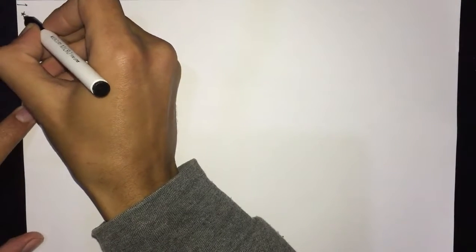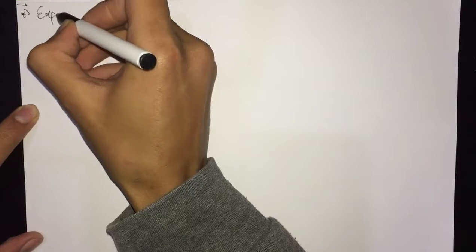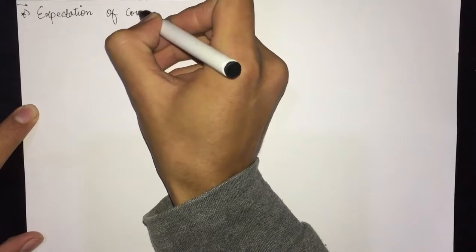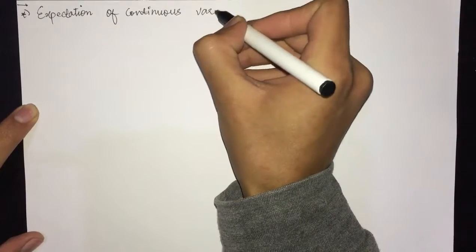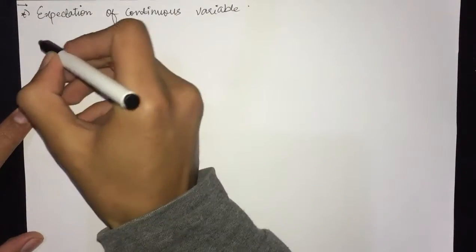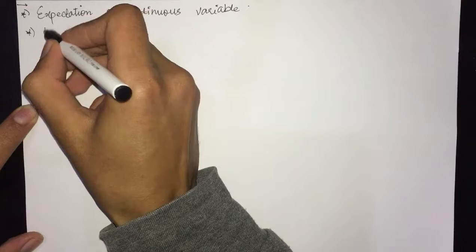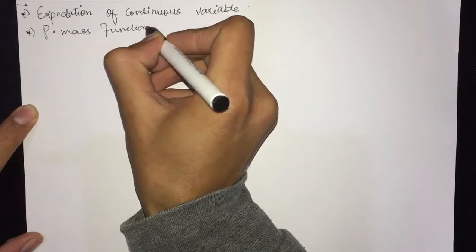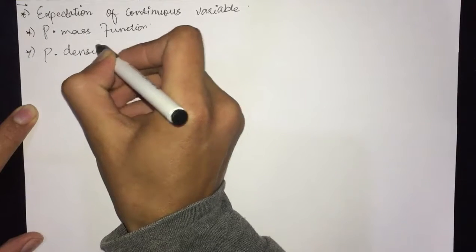Excuse me. So in this video we are going to learn a few topics that are expectation. Actually, I covered this expectation topic yesterday, but I still wanted to give you guys an explanation of what is the expectation of continuous variable, because yesterday I explained the expectation of discrete variable, but today we are going to learn the expectation of continuous variable. Then I'm going to tell you guys what is the probability mass function, and then I'm going to tell you guys what is the probability density function and what is the difference.